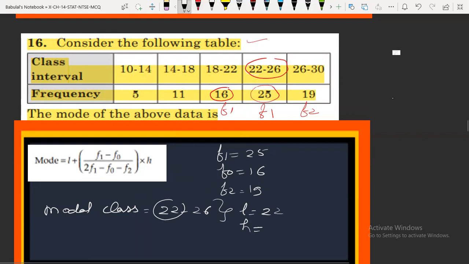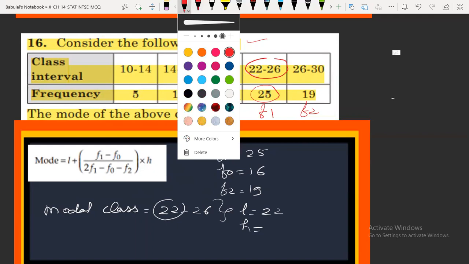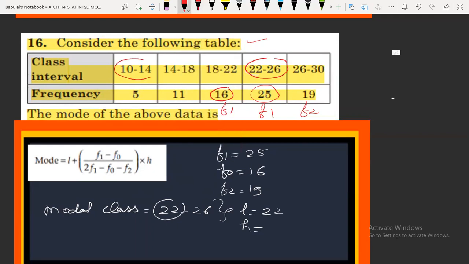What is the class size here, student? Upper limit minus lower limit, that is 14 minus 10, which is 4. So the class size here is 4. So we have L, F1, F0, F2 and H.